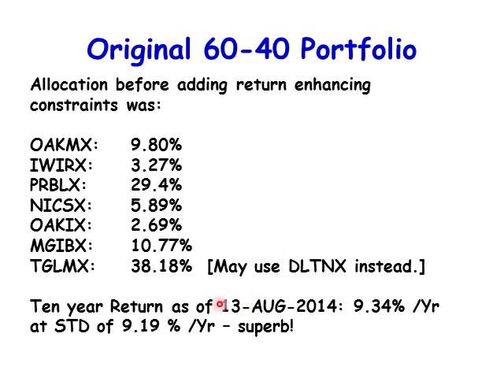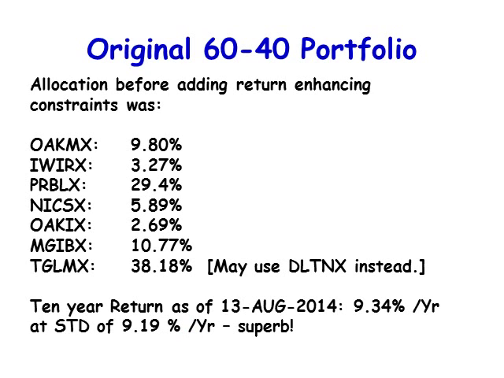And the return as of that date, 13th August, was 9.34% per year at a standard deviation of 9.19% per year. Return was higher than the standard deviation for the 10-year case, and this was a 60-40 portfolio. If I do a passive portfolio, that is possible only for a 40-60 portfolio where 40% are stocks. So we have achieved a higher return than the standard deviation with a 60-40 portfolio. In my opinion, that's superb. That's a great portfolio.